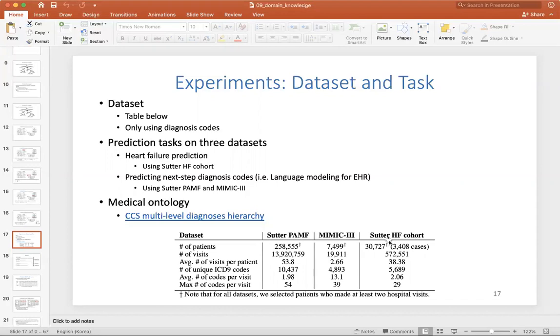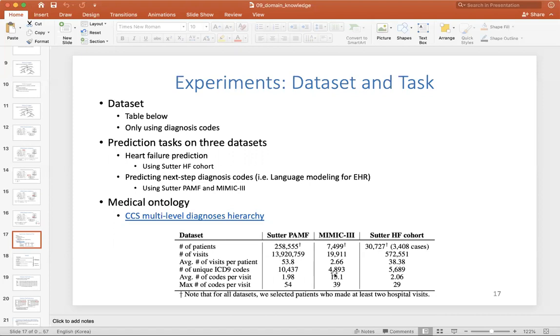I used 3 different datasets to test GRAM. So 3 different datasets, 2 different prediction tasks. One is, of course, heart failure prediction using the 30,000 Sutter Health dataset. But this time I'm also using Sutter PAMF and MIMIC-3. Sutter PAMF is actually the superset of the Sutter HF cohort. When I was building the heart failure training set, it was coming from Sutter PAMF, the mother dataset, so it's a lot larger than this one.